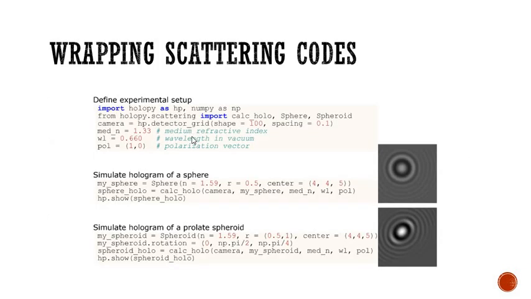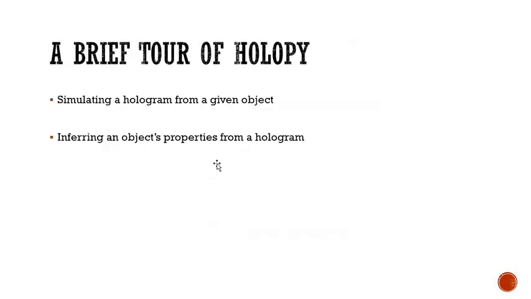And wrapping the scattered codes. This is a simple code for a small particle. Here we can see they have imported HoloPy as hp, and they have done some calculations here, and they simulated the hologram of a sphere. If you want, you can also use it as a spheroid. They can also simulate a spheroid, etc.